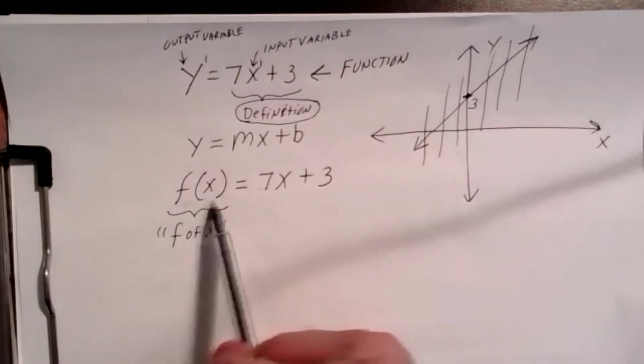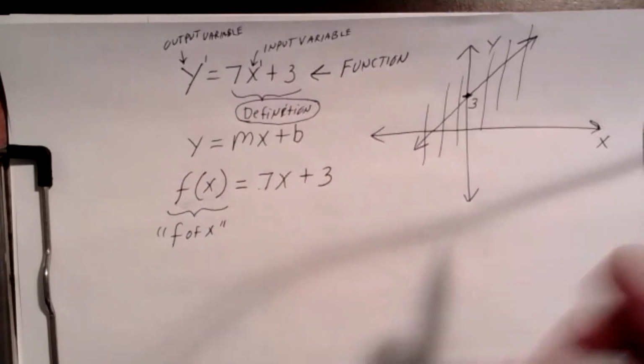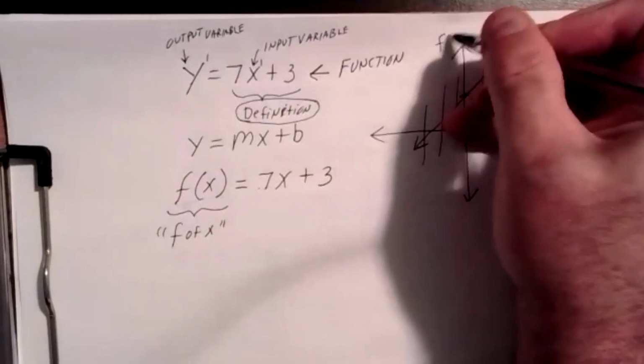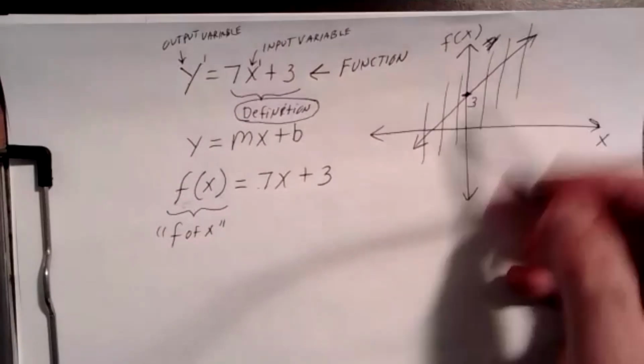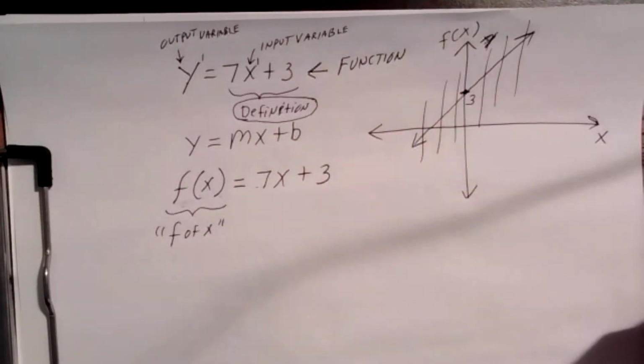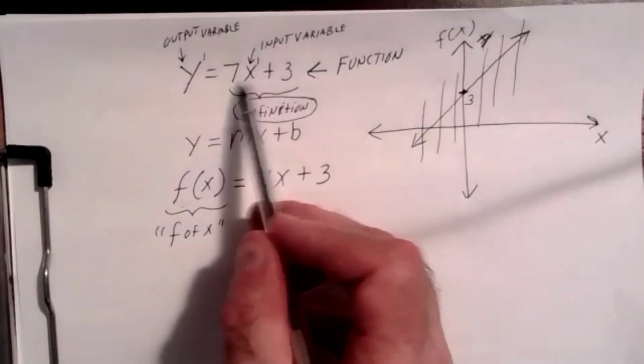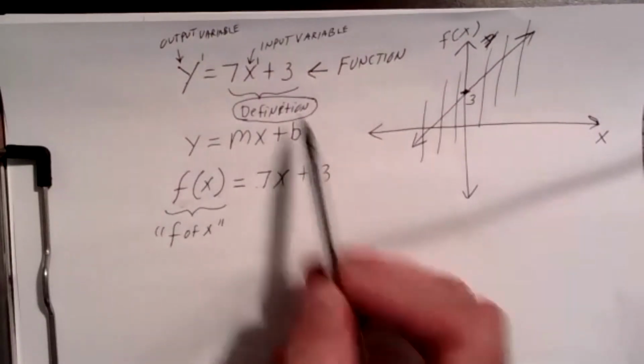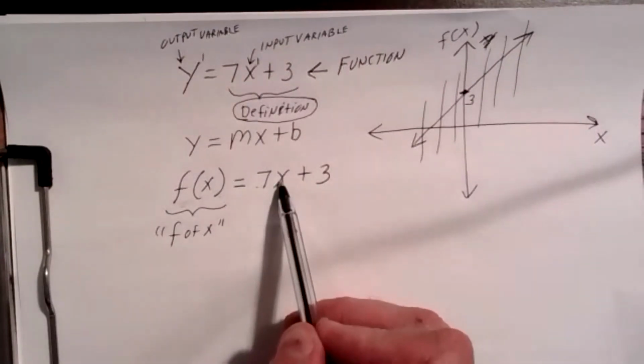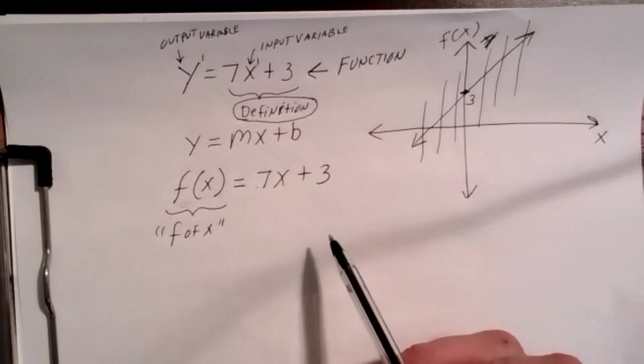What axis are we going to call the vertical axis? f of x. The f of x axis. That's the only difference. The graph is still the same. Nothing changes with the graph because nothing changed with the definition of this function. We're still multiplying the input by 7 and adding 3 to it.